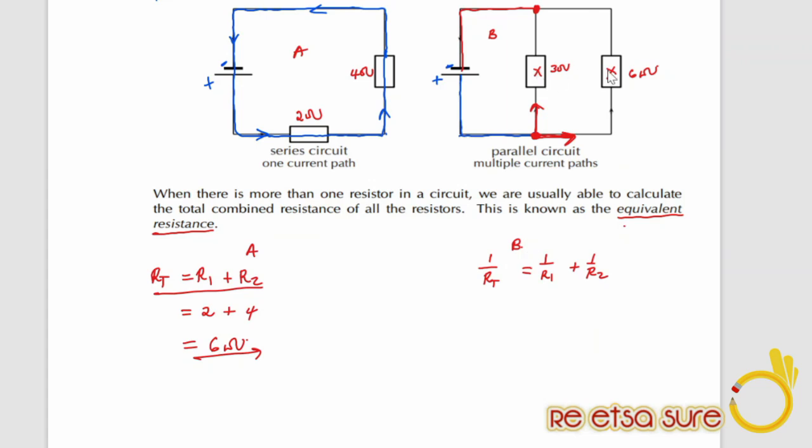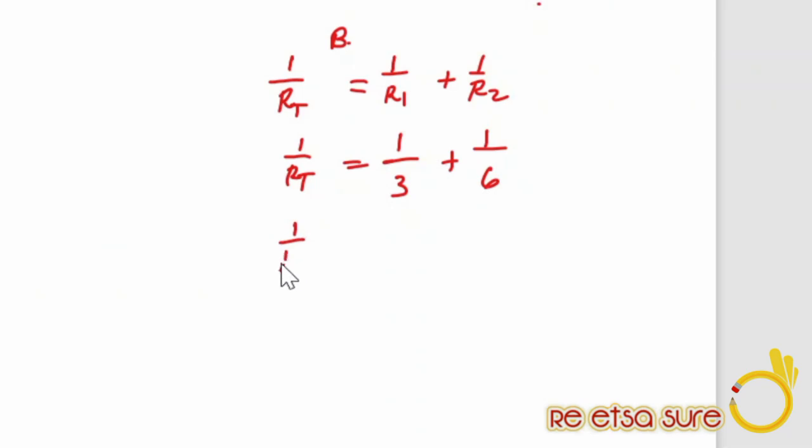That shows the total resistance for a parallel connection. So 1 over RT is equal to, how many resistors are here? I have 1 over 3 plus 1 over 6. Obviously 1 over RT is equal to 1 over 3 plus 1 over 6. You can put it in your calculator.